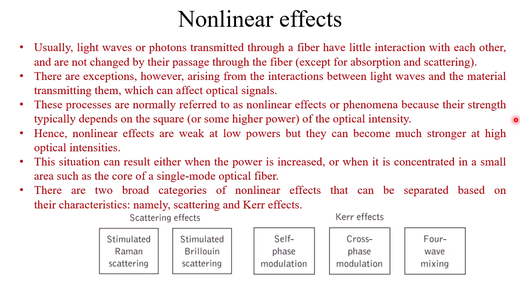There are two broad categories of nonlinear effects that can be separated based on their characteristics. One is scattering, another is the Kerr effect. Scattering may be divided into several categories like stimulated Raman scattering and stimulated Brillouin scattering. And the Kerr effect has several classes: one is self phase modulation, then cross phase modulation, and four wave mixing. These are several kinds of effects that can be seen inside the fiber.